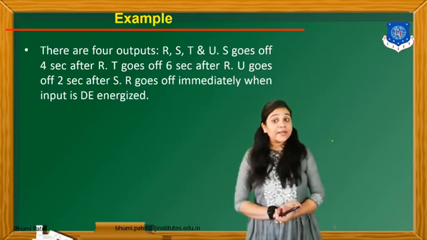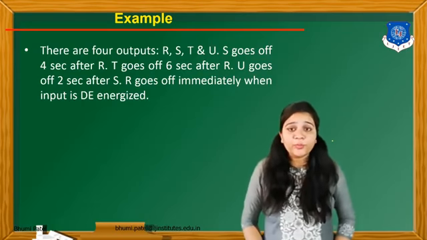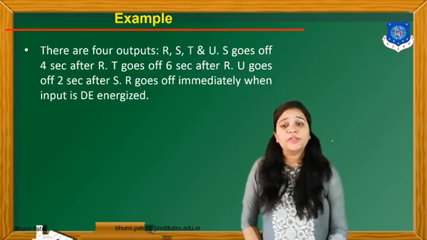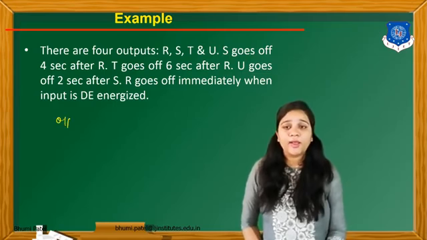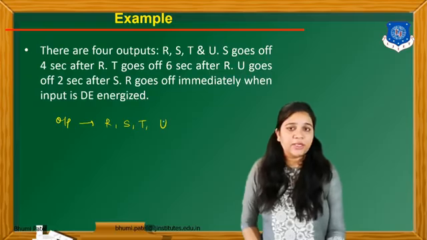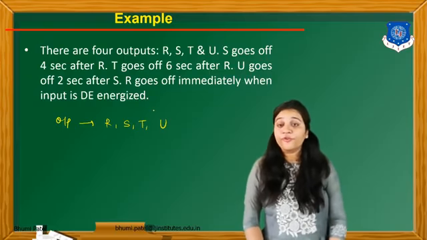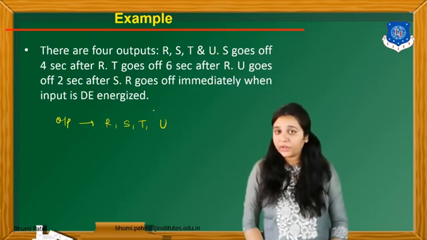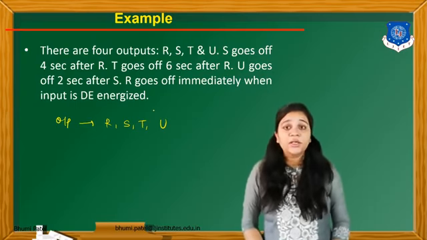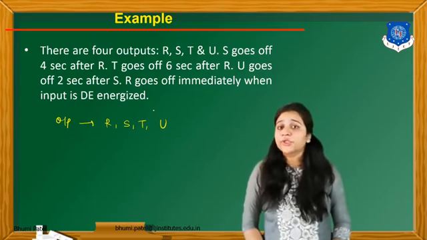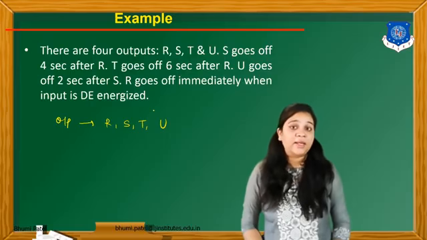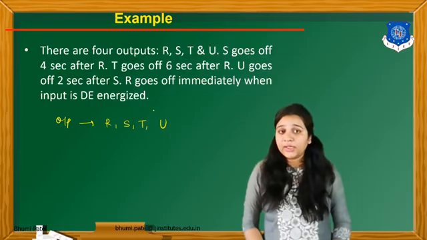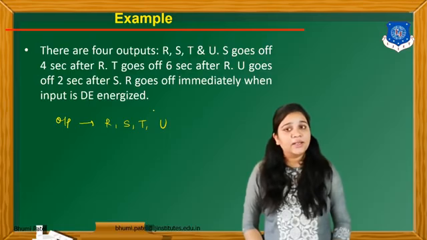Clear? Okay, the next program is there are 4 outputs R, S, T, U. So they are already given, we have 4 outputs, and the names of the outputs are R, S, T and U. S goes off 4 seconds after R. This is the first condition. T goes off 6 seconds after R, U goes off 2 seconds after S, and R goes off immediately when the input is de-energized.